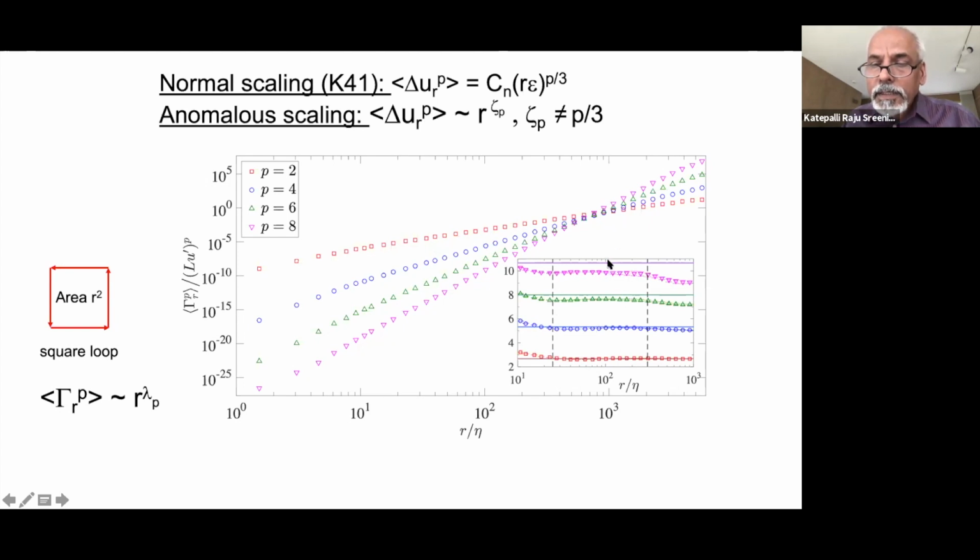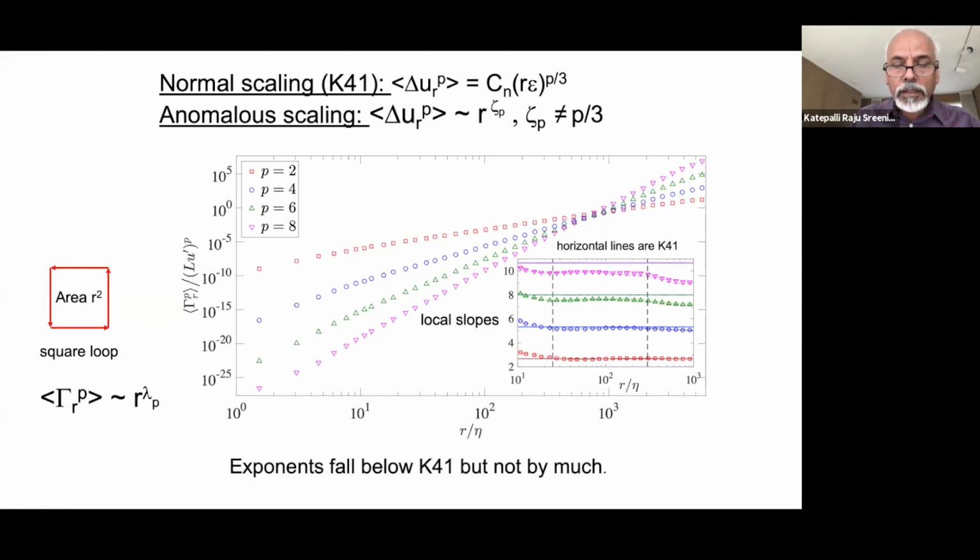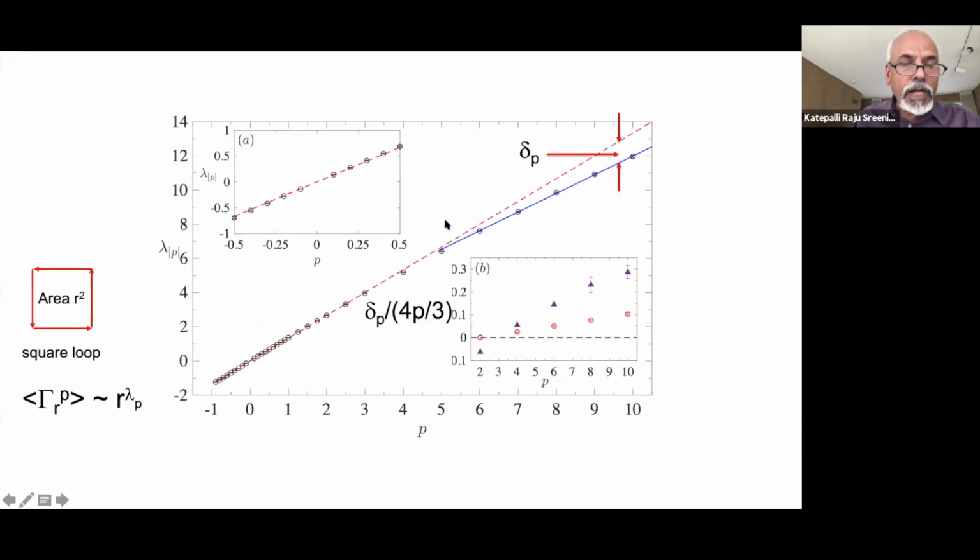And these lines here are the Kolmogorov scaling. And you can see as you increase the order of the moment, the scaling departs from the Kolmogorov more and more. And you can actually plot those scaling exponents as a function of the order of the moment. And this is the Kolmogorov line.